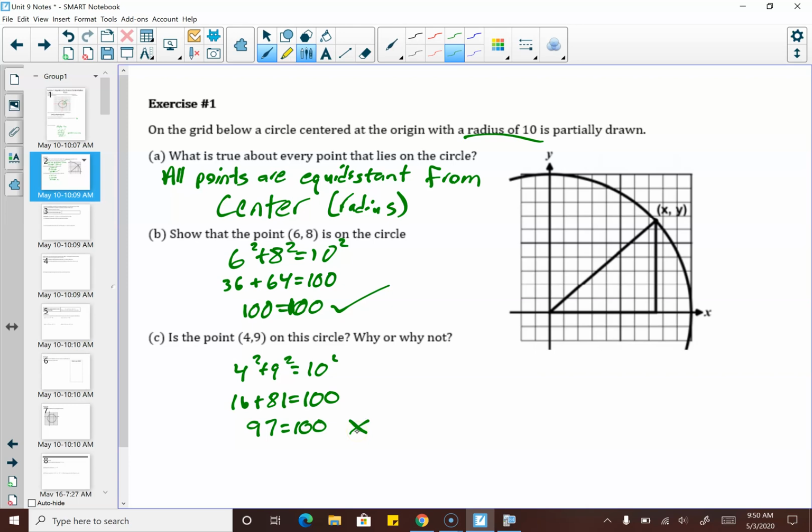So if we were to explain why or why not, the point (4, 9) is not 10 units from the origin. All right, remember, every point on the circle should be the radius distance away from the center. And since the center here was the origin and the radius was 10, (4, 9) is not 10 units from the origin.